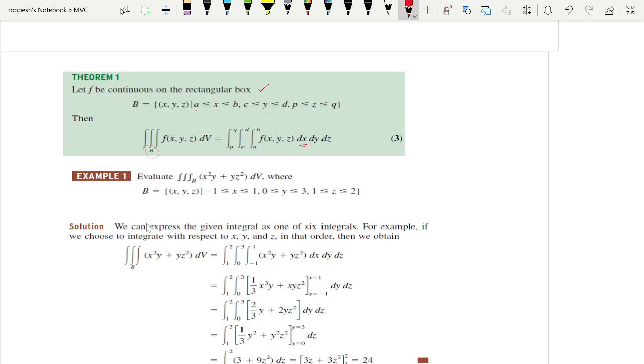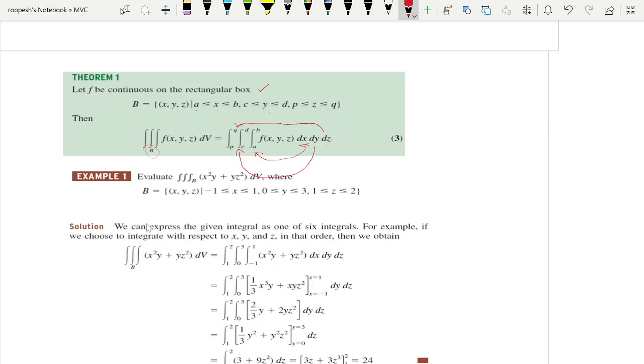So when I'm starting with the dx, I should write the limit of x here, right? So x is lying between a and b, that limit. Then next is dy, so the dy limit should be here. Next is dz, so the last limit should be with respect to z. I think you can follow this order, right?